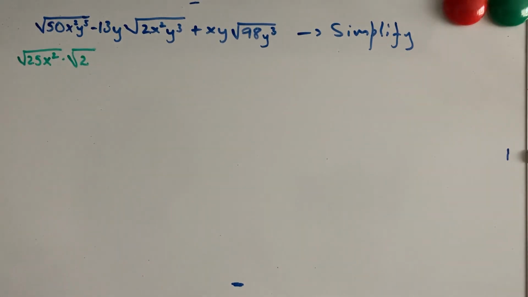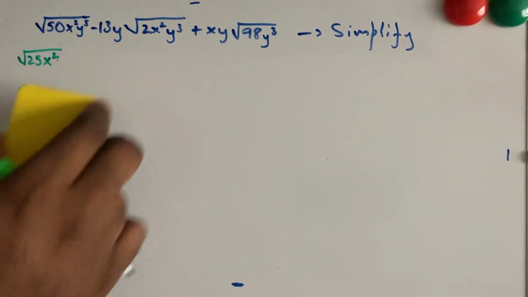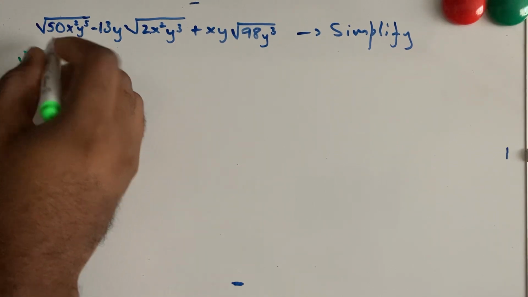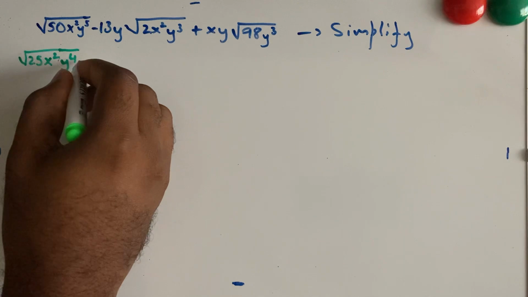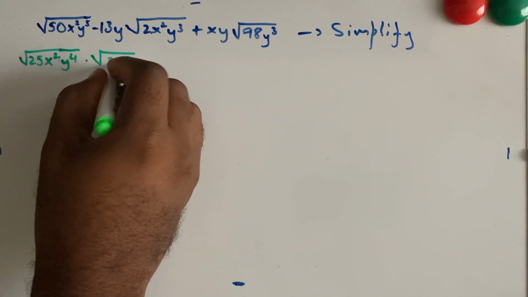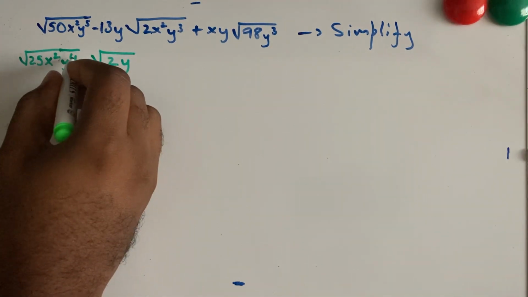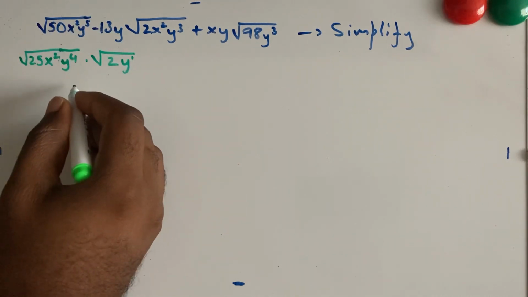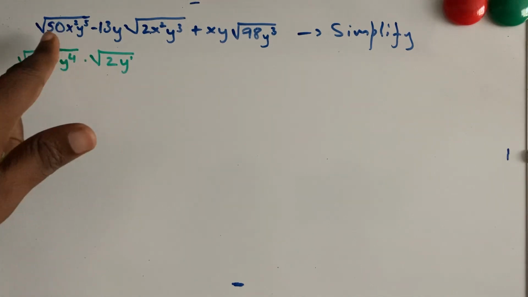I can break y to the 5th down, right? Let me get some more space here. Into a number that's divisible by 2, so y to the 4th, and another number, which I'm going to put over here with the 2, which is y. Y to the 1st, y to the 4th: 1 plus 4 is 5. Okay? So we're good so far. Now, I'm doing this for the first one here.